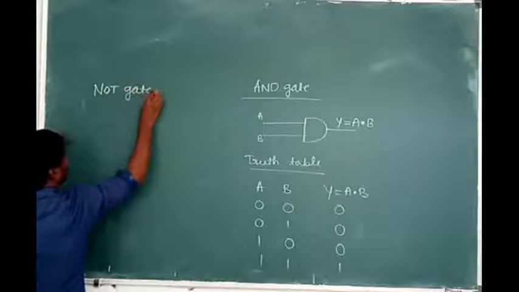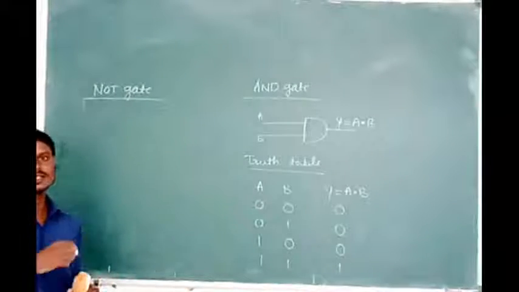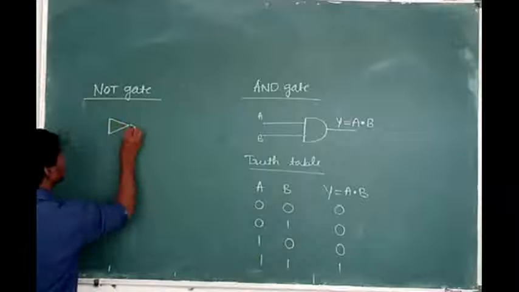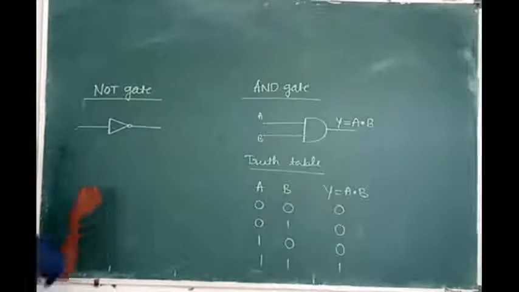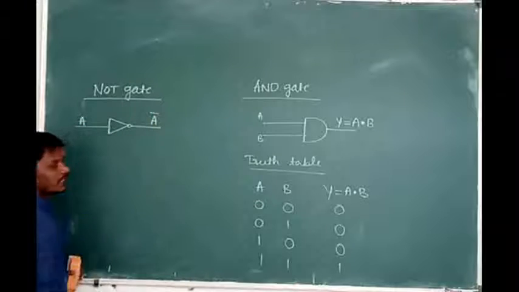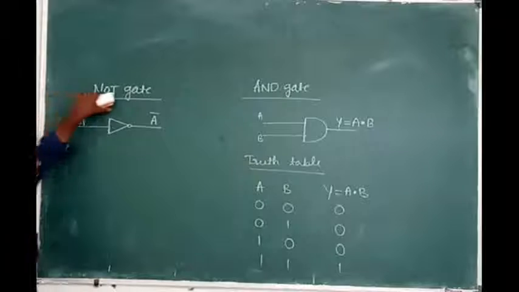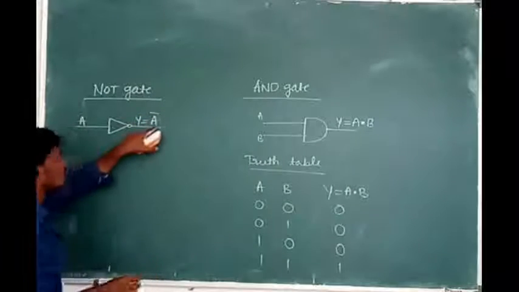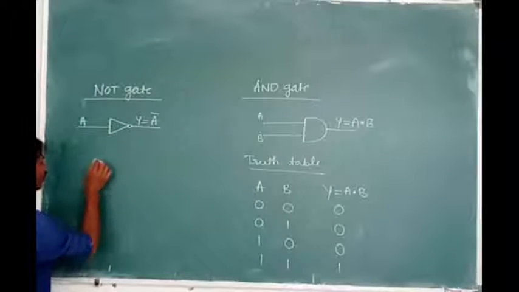The NOT gate does the inverse function, and it has only one input and only one output. What is the logic symbol for the NOT gate? It is shown here. If the input is A, then its output is the complement or inverse of A. For example, if the input is 0, then the output is 1. If the input is 1, then the output is 0. Then we are going to write the truth table.